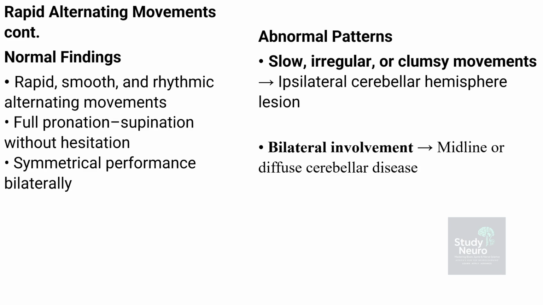Abnormal findings help localize the lesion. Slow, irregular, or clumsy movements point to an ipsilateral cerebellar hemisphere. Asymmetry suggests focal pathology, and bilateral impairment indicates midline or diffuse cerebellar disease. Remember, dysdiadochokinesia reflects a timing problem rather than weakness, and visual guidance cannot correct cerebellar deficits.